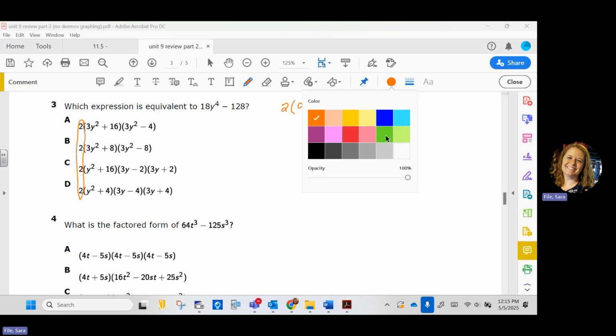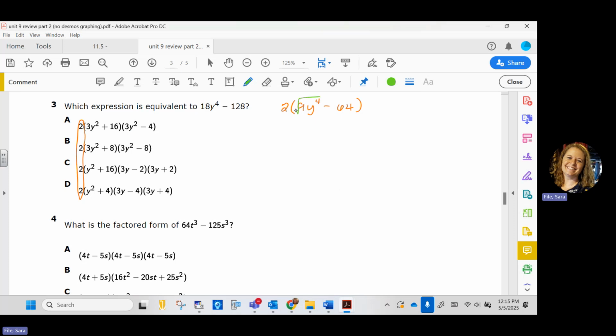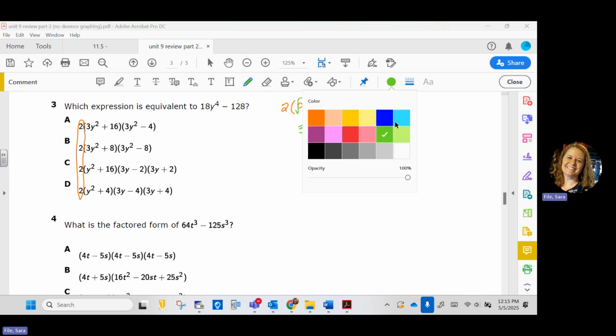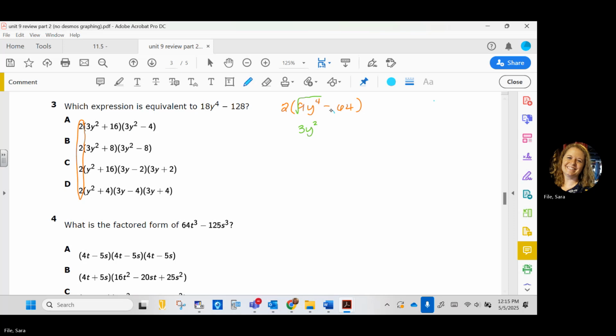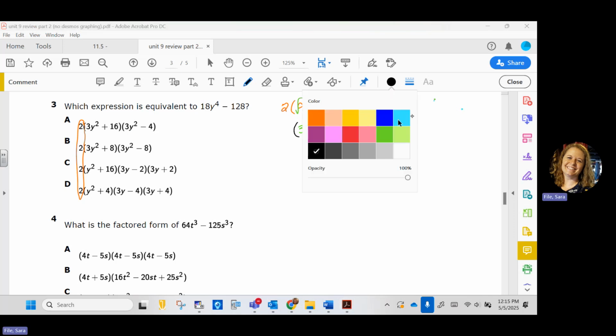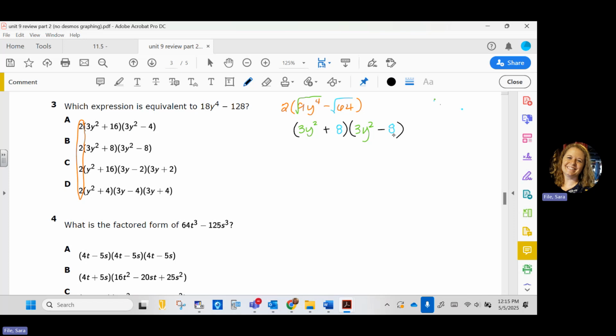Now what you're left with here is a difference of squares, because I can take the square root of this, and that would be 3y squared. And I can take the square root of 64, and that would be 8. So remember what you're doing when you do difference of squares is you take the square root of both, one gets a plus and one gets a minus. So you end up with these two nearly identical binomials. Don't forget that GCF of 2 is still out there.